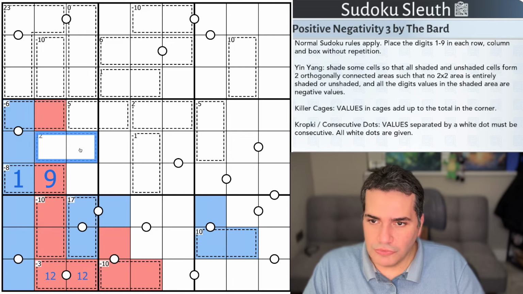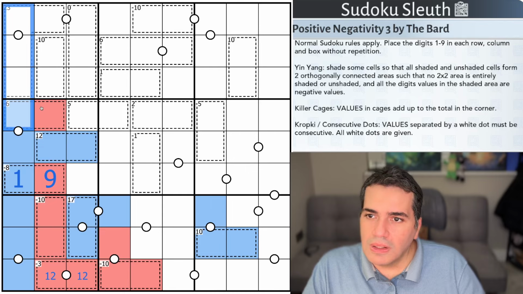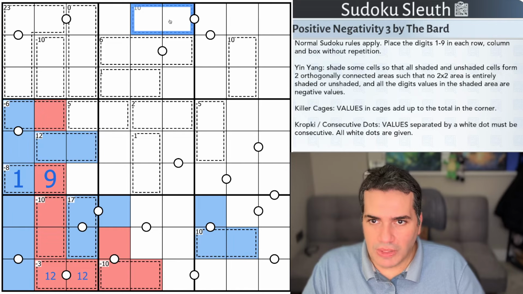These two cells have to be the same color because this is a double-digit killer cage. And it's 12, and it's positive. This has to be blue. Now, I don't have to continue the blue, although I think I will, because of that 23. But essentially, there is a way for that blue to now escape from this section. I don't actually have to continue. Right, red here because it's -10.